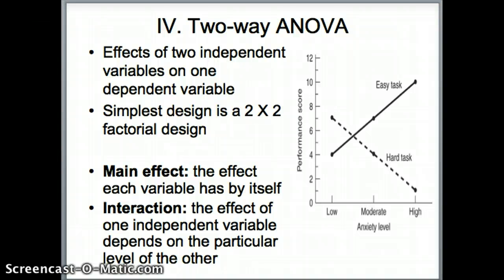The two things you can get from a two-way ANOVA that you don't get from a one-way ANOVA or a more simple test are main effects, so the effects of each variable by itself on the dependent variable, and interactions, the effect of one independent variable depending on the particular level of the other independent variable.